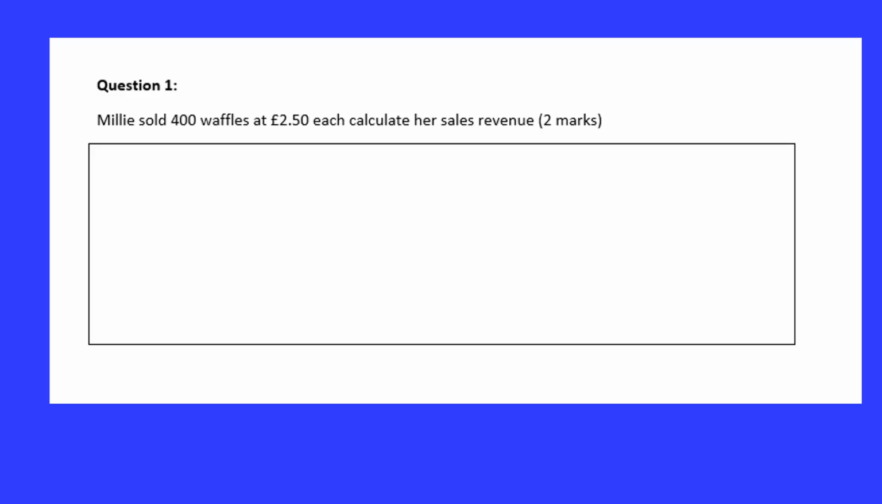So question 1. Millie has sold 400 waffles at £2.50 each. You need to calculate her sales revenue for 2 marks. Remember, always show your working, so even if you make a calculation error, you still pick up a mark.